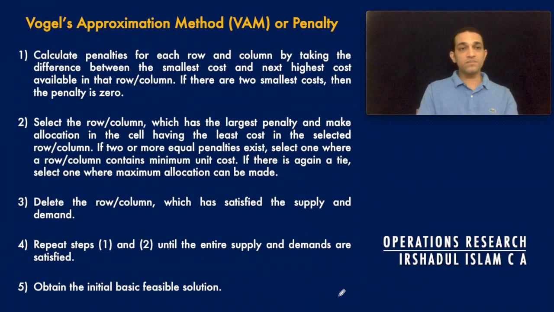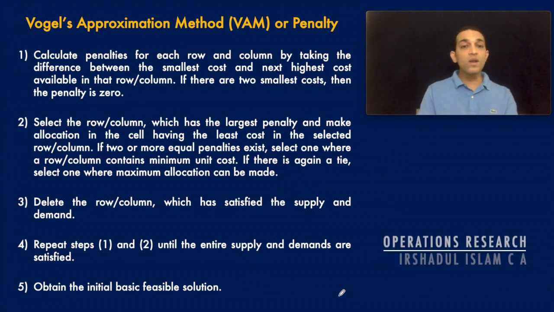Now we will look into Vogel's approximation method, the VAM method, also known as the penalty method. Here we will calculate penalties for each row and column by taking the difference between the smallest cost and the next highest cost available in that particular row or column. If there are two smallest costs, then the penalty is 0. Select the column or row which has the largest penalty and make the allocation in the cell having the least cost in the selected row or column.